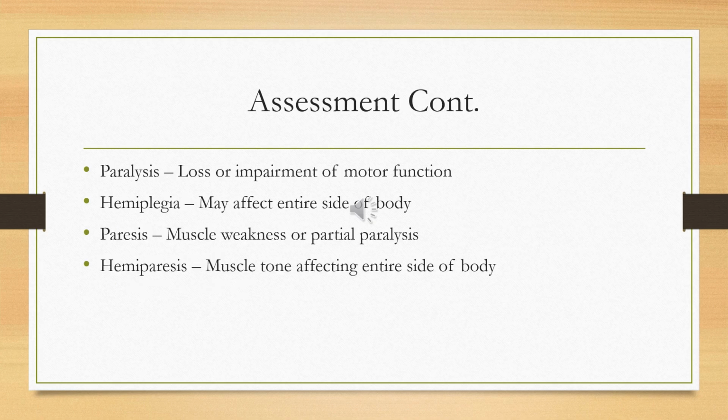So when we're talking about weakness versus paralysis, a person could have paralysis on one side or both sides. Paralysis is complete loss of motor function, so they're not able to move it at all. Whereas hemiplegia, just one side of the body might be affected versus both sides. Paresis is a muscle weakness. So it's not full paralysis, but some extensive muscle weakness in parts of the body. And hemiparesis, just one side of the body is affected. So just think hemi, hemi just means the one side in both instances.